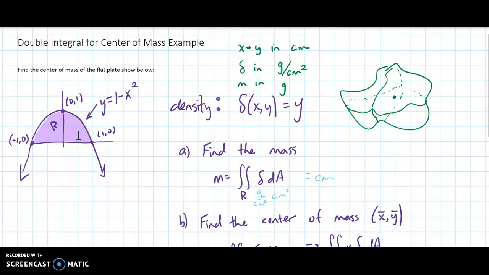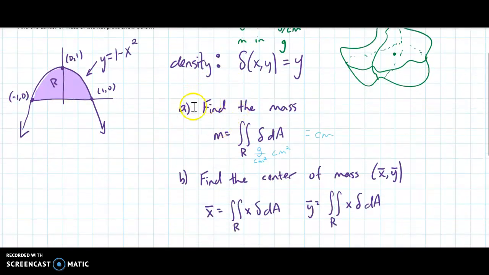So hopefully you understand the setup of this problem. We are going to do this in 2 parts to find the center of mass. First thing I have to do is find the mass. And the second thing I need to find is the center of mass. I left something out. Mass is always the double integral over R of density dA. X bar is 1 over the mass times the double integral over R of x times the density dA. And then this one should be a y times the density dA.